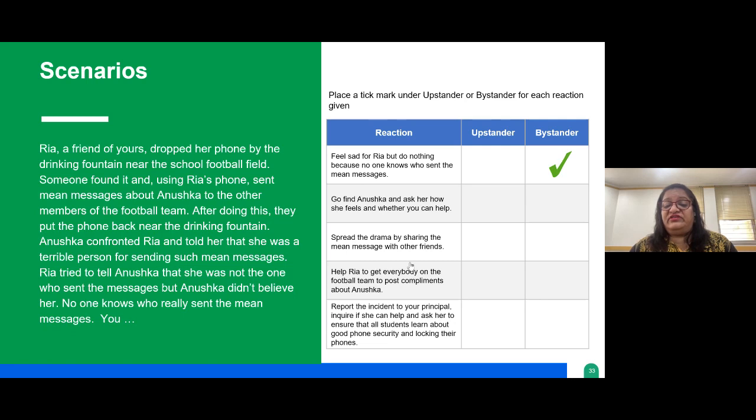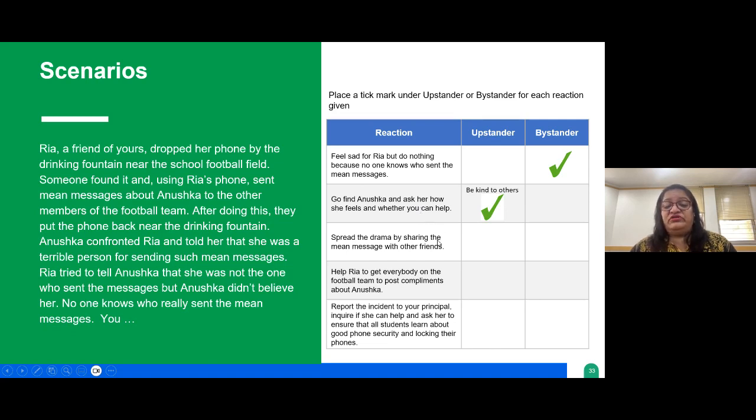Let's talk about the second scenario. You go and find Anushka and ask her how she feels and whether you can help. Who would you be, an upstander or a bystander? Are you just standing on the side or are you actually taking action? You're an upstander. Thank you, Bhumika. That's very good participation. Right, so you are being kind to others.